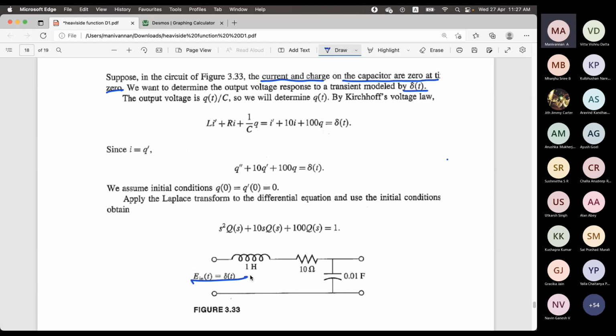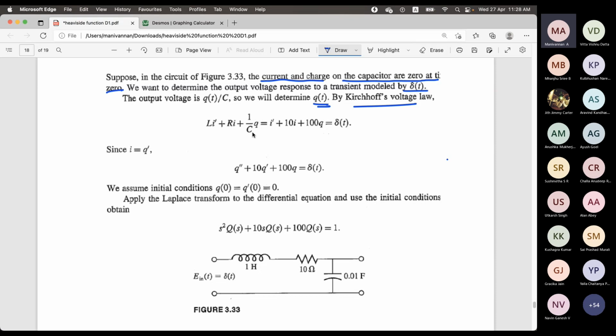So the output voltage is Q of t over C, so we will determine by this Q of t. Okay, output voltage, we want to determine this Q of t. So with this figure, we are going to frame this by Kirchhoff voltage law. This is LRC circuit. There is an inductance, resistance and the capacitance we are having. So it's forming a second order differential equation.